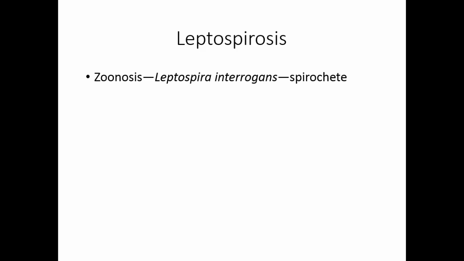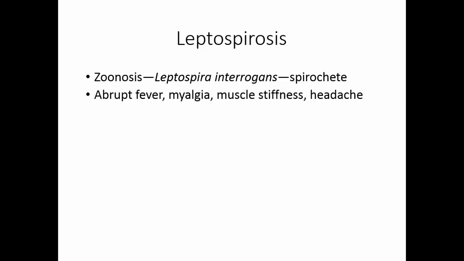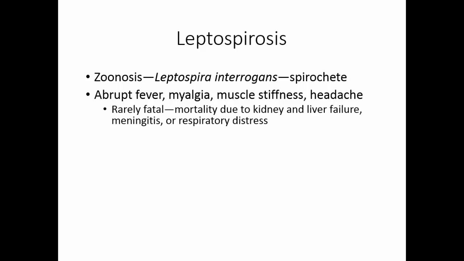Leptospirosis is a zoonosis caused by Leptospira interrogans. This is a spirochete. You'll remember these don't gram stain well, they're little coiled rods, but they can be demonstrated by dark field microscopy. Leptospirosis presents as an abrupt fever, myalgia, muscle stiffness, and headache. Myalgia is muscle pain. Rarely is the disease fatal. Mortality from this disease is due to kidney and liver failure, meningitis, or respiratory distress.